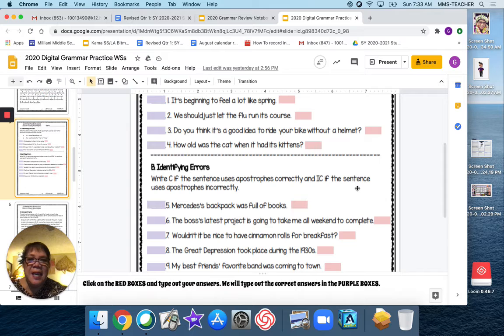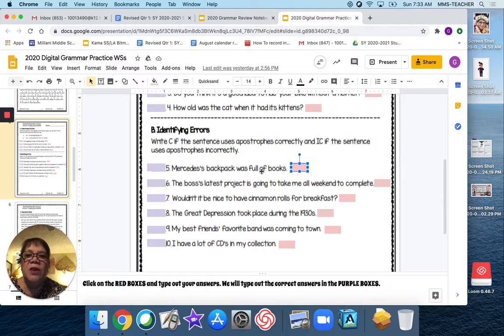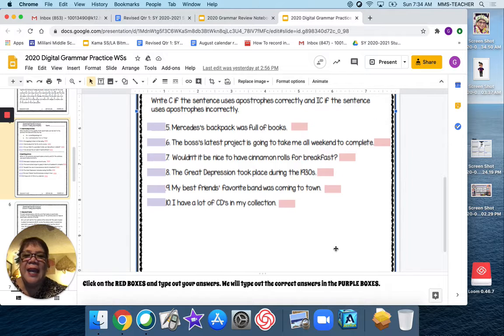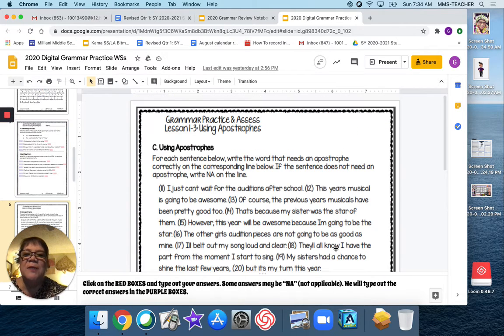If you said yes, it is used correctly, you are absolutely right. So you will go ahead and type in your letter C right in that red square. Okay, so for numbers 5 through 10, you are going to write the letter C if the sentence uses the apostrophe correctly, or you will type in IC if you feel the sentence uses the apostrophe incorrectly. Okay, let's move on to the next page.